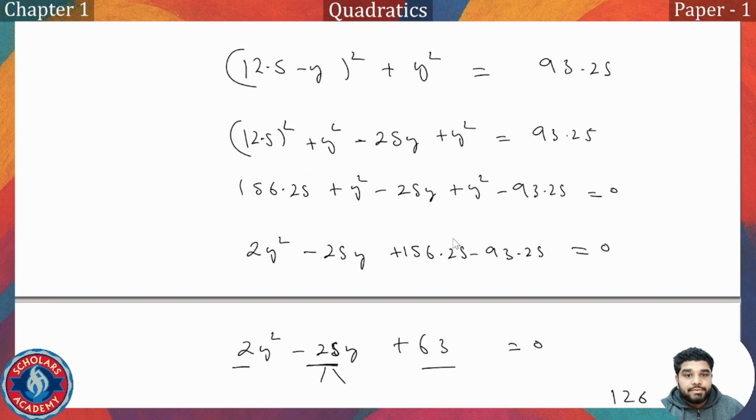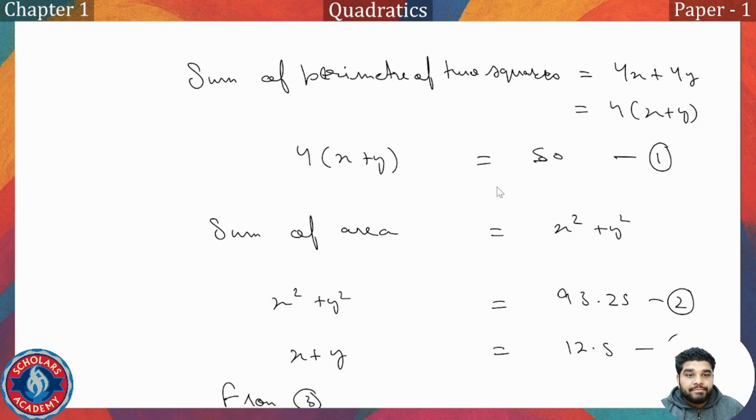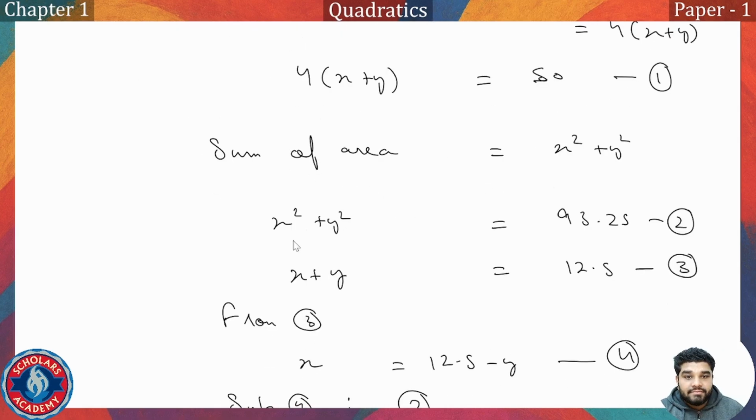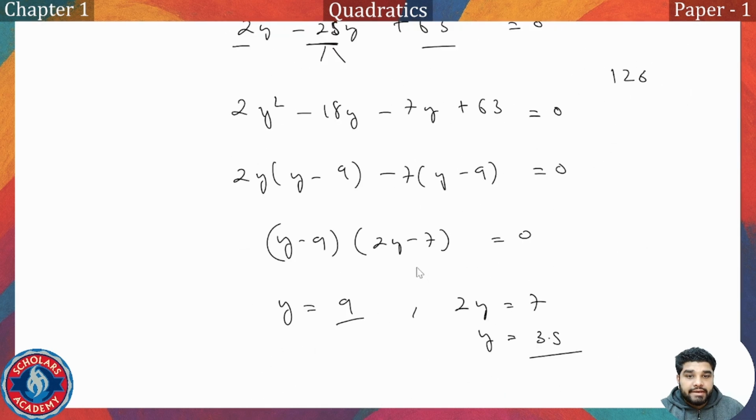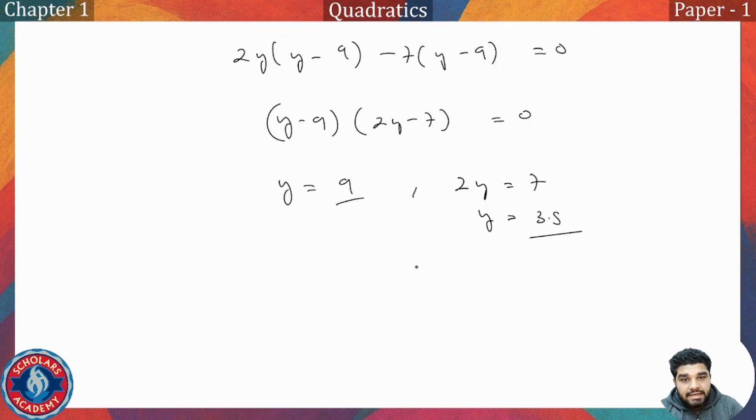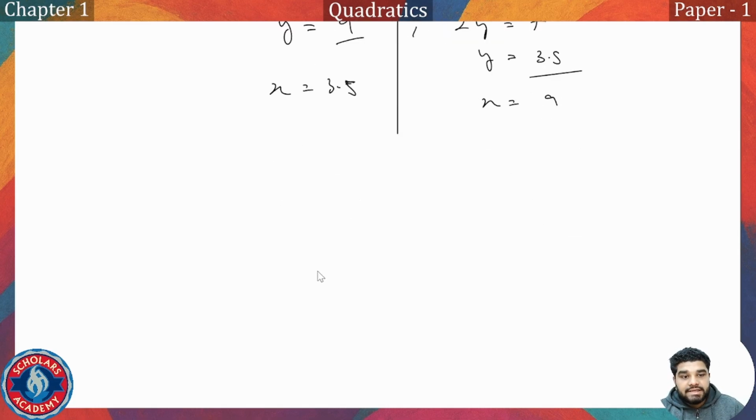So these are the two values of y that I'm getting, and I can get values of x by putting the values of y over here. So if I take y as 9, I get x as 3.5, and if I take y as 3.5, I get x as 9. So the sum of two numbers is the same. All right, let's move forward.